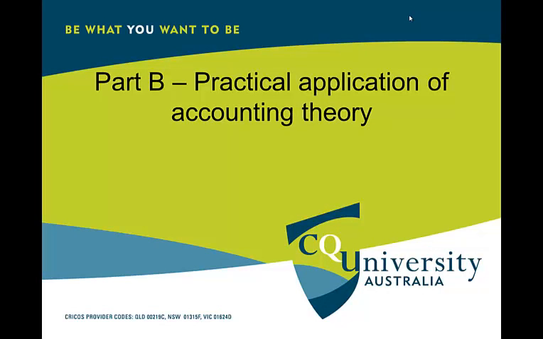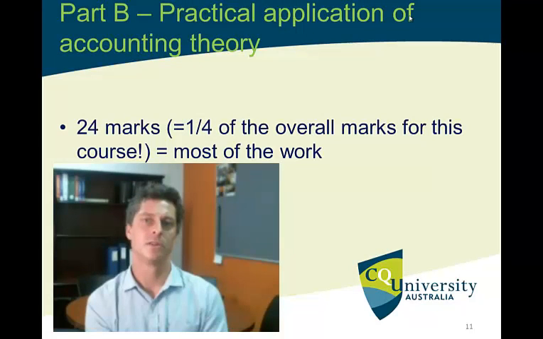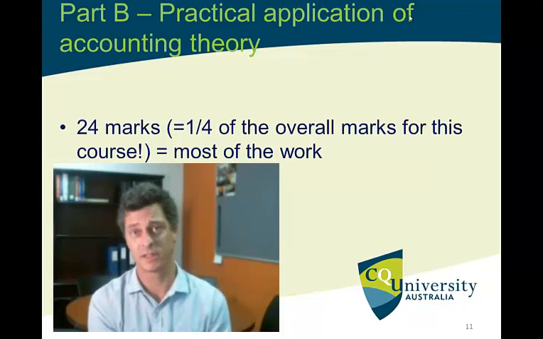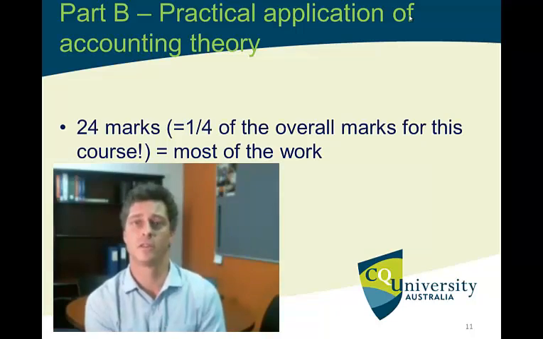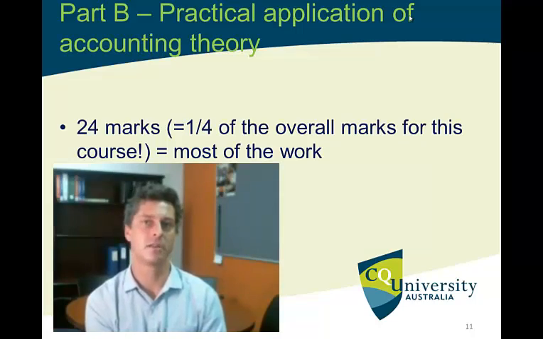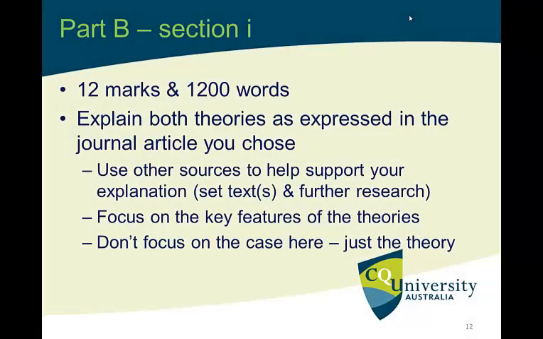So if we look at part B, here we're doing a practical application of the accounting theory. So part B is 24 marks, again 24%, that's a quarter of the whole course. It's very, very important. Obviously it's most of the work of this assignment, and it's divided into 3 subsections.